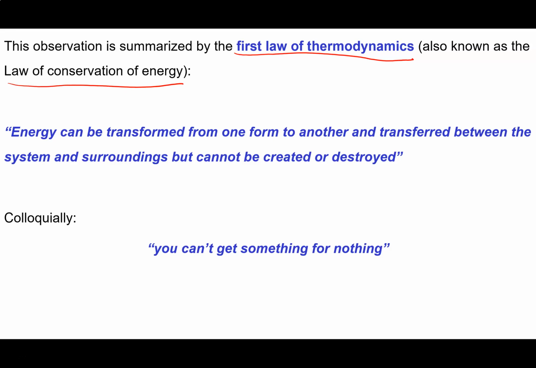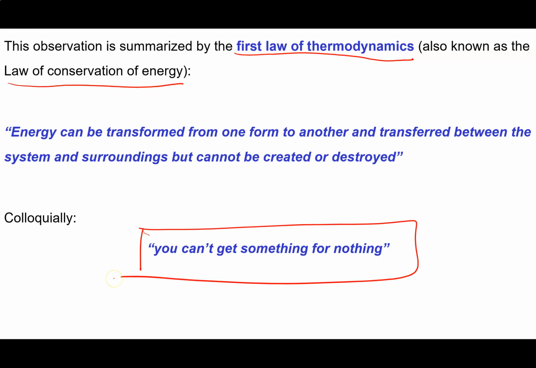There's a fixed amount of energy in the universe. We can change its form. We can move it from one place to another, but we can't get any more, and we can't make it disappear. Okay, so basically what this really means is you can't get something for nothing. All you can do is take it from one place and move it somewhere else.